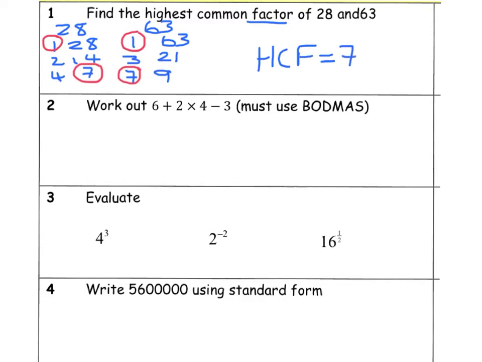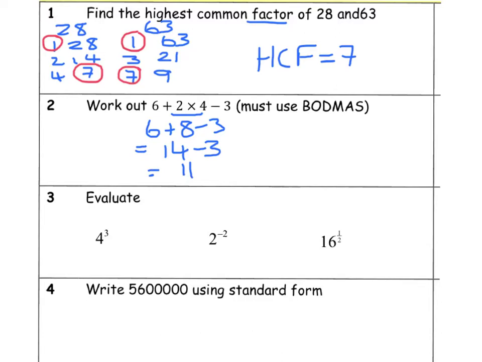Question 2, BODMAS. B brackets, O of, D division, M multiplication, A addition, S subtraction. So in this question we're going to have to do this 2 times 4 first. So it'll be 6 plus 8, take away 3, 14 take away 3, which is 11.